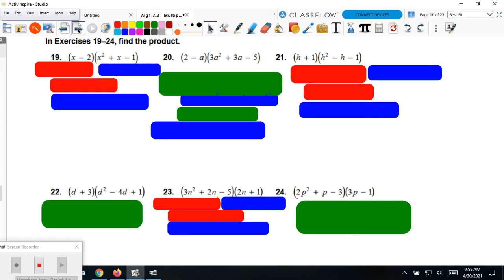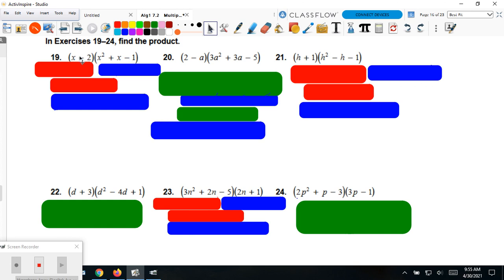So 19 through 24, now we've shifted from multiplying two binomials to multiplying a binomial times a trinomial. It says find the product. So when we find the product here, we're going to just use the horizontal method, the method that we learned first with two binomials. That's the method we want to use here for multiplying a binomial times a trinomial. So I'm going to take my x, the first one in this binomial, and multiply it by the trinomial.